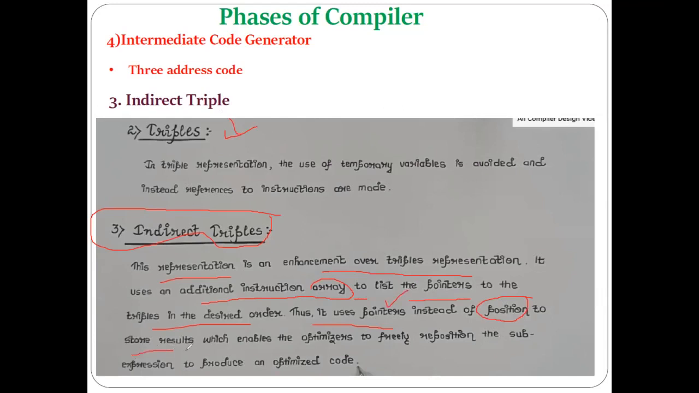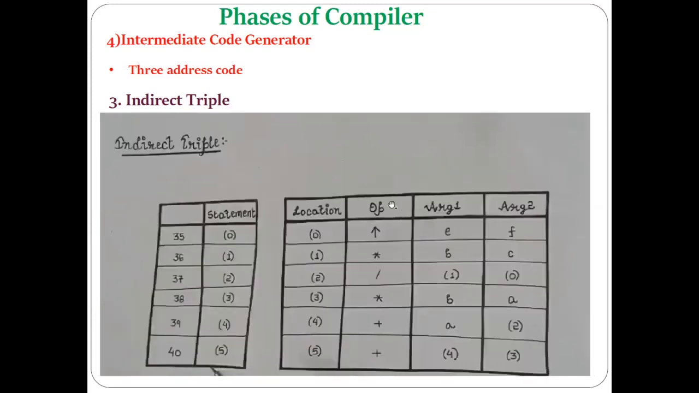To store the result, this will enable optimization and help machine code generation work in a more efficient way as compared to the triple and the quadruple. So what changes are we making in the indirect triple representation as compared to the triple? In the triple, we used position as a reference. Now in the indirect triple, we use an array list, and that array list will contain the pointer to that position reference number.